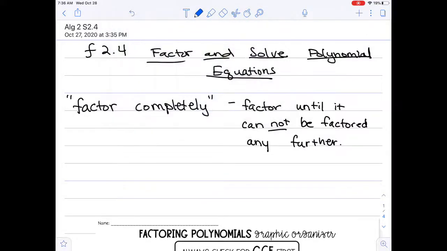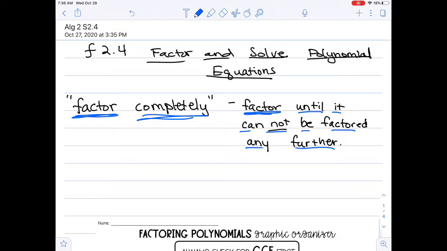Hello, everybody. Today we're going over factoring and solving polynomial equations. And our biggest vocabulary or key term is this idea of to factor completely. And when someone asks you, or if the book asks you, or I ask you to factor completely, that means you're going to factor the polynomial until it cannot be factored any further.